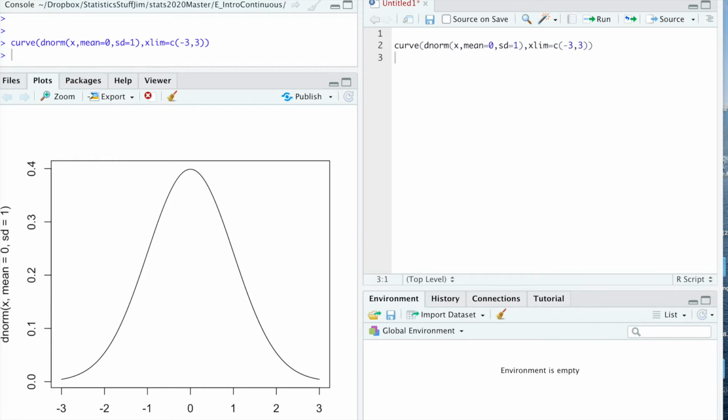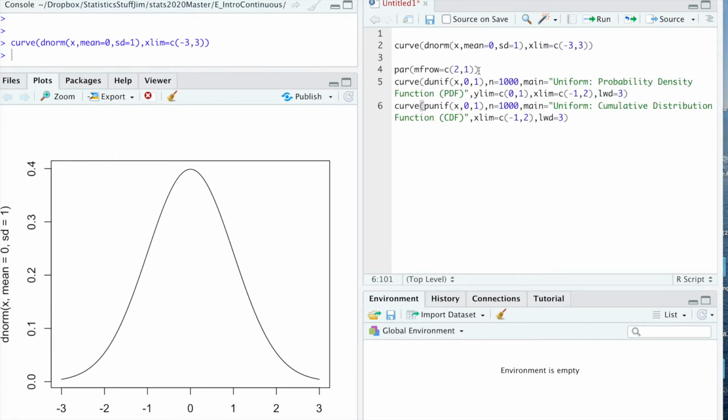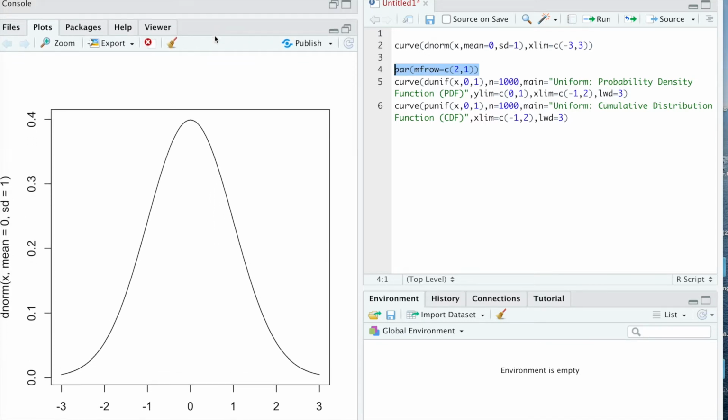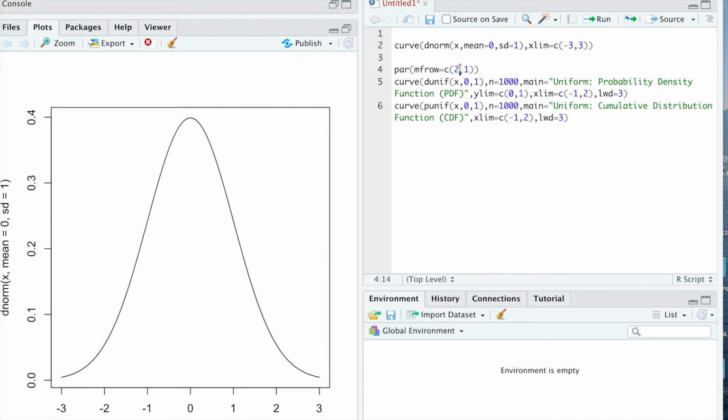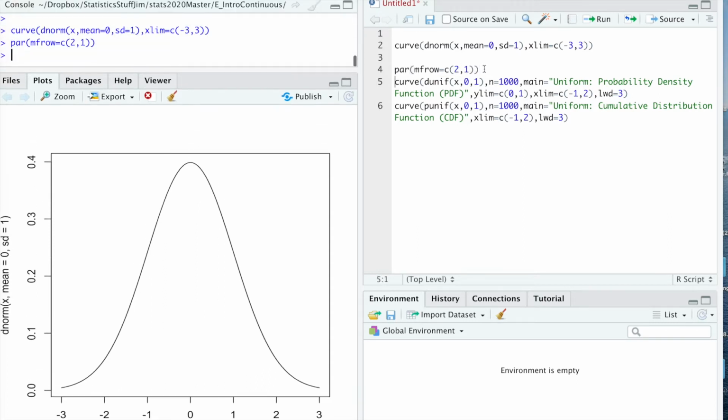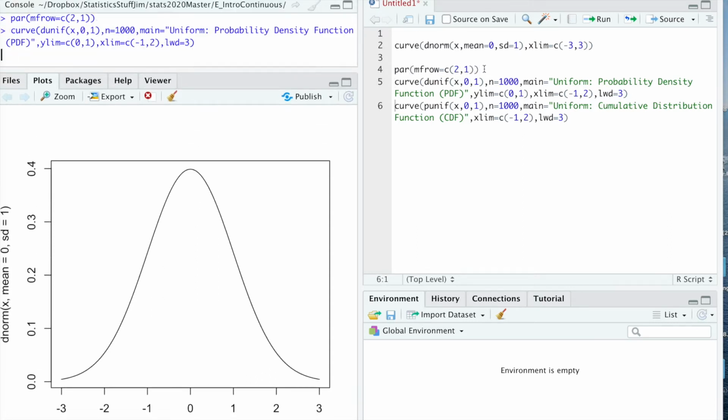Okie dokie. Cool. And so what I'm going to do then is let's think not only about the probability density function, but let's also think about the cumulative distribution function. Because just like we saw with the Poisson and with the binomial, and now with the uniform distribution, we have a cumulative distribution function. And so this right here is just telling R that I want to set up a plotting surface where I'm going to have 2 rows and 1 column. And then I'm going to go ahead and I'm going to plot.